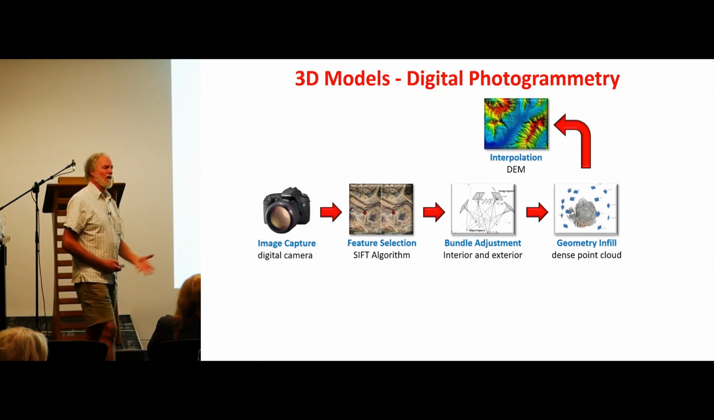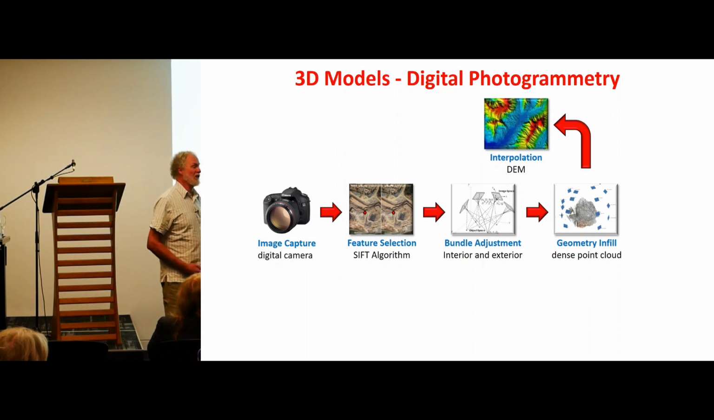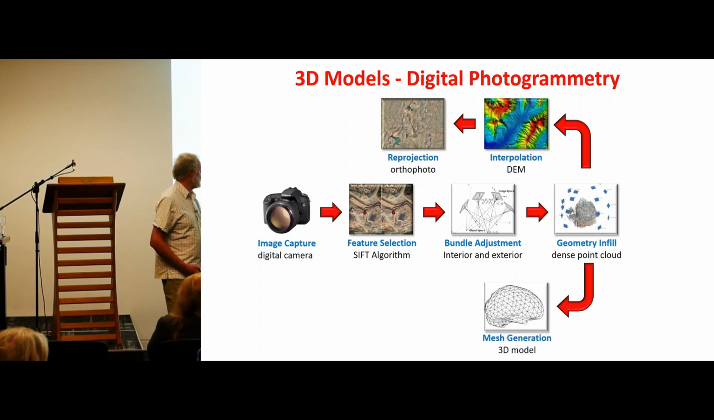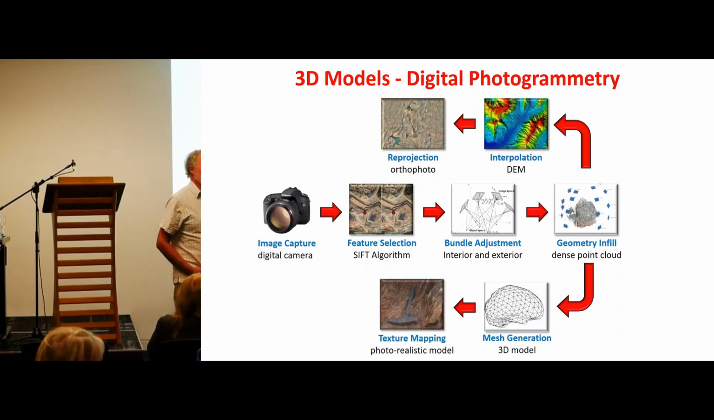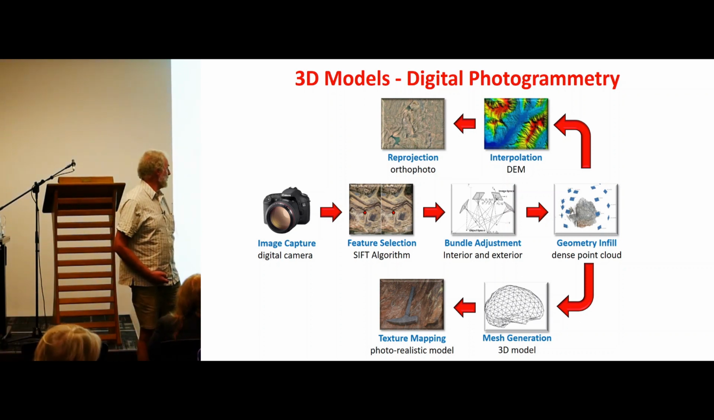And in a conventional sense from photogrammetry, if we'd been doing it for a map, we might then produce a digital elevation model or reproject it to make an ortho image, which some of you may have seen. However, today what we might do is make a fully triangulated three-dimensional model, and then we put texture onto that model, and it looks for all the world like a real object, and that's what I'm going to show you.